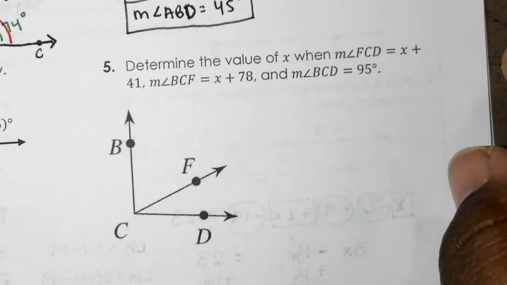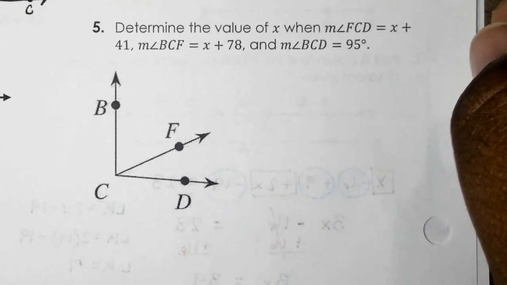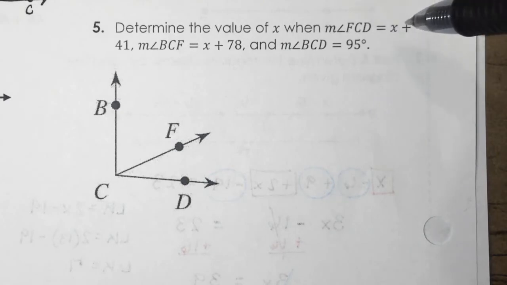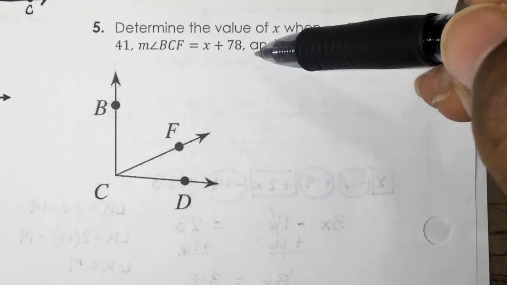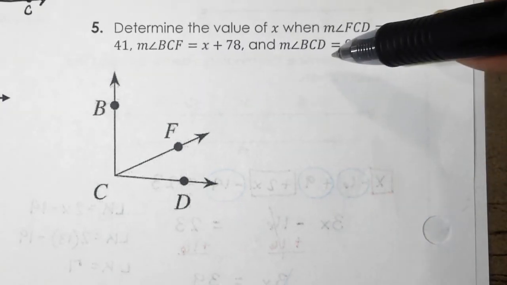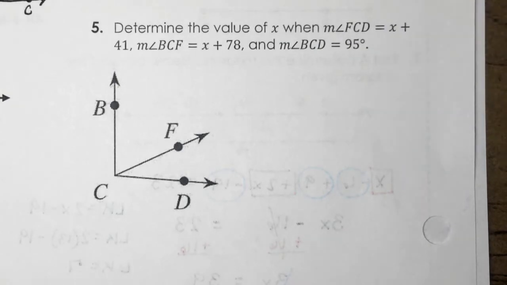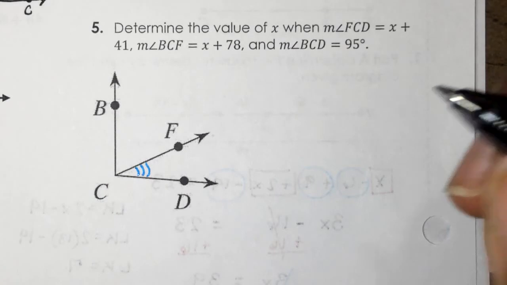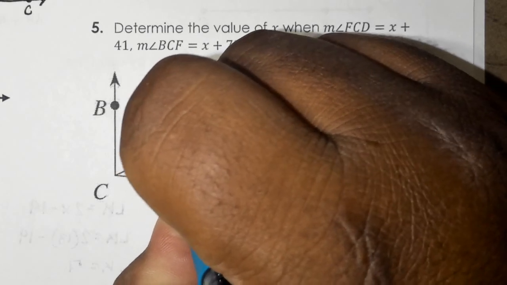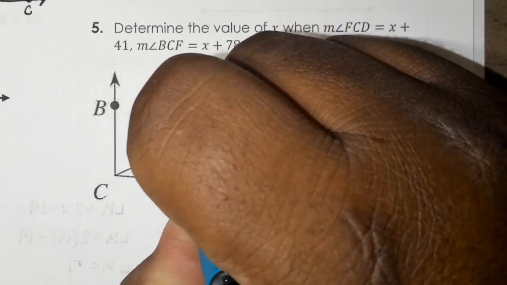Alright, moving on. Determine the value of x when the measure of angle FCD equals x plus 41, the measure of angle BCF equals x plus 78, and the measure of angle BCD equals 95 degrees. So I'm labeling on this one again. They gave me FCD first, my smallest one, and I'm going to actually put my expression on there. I'm going to say, okay, x plus 41 degrees here.